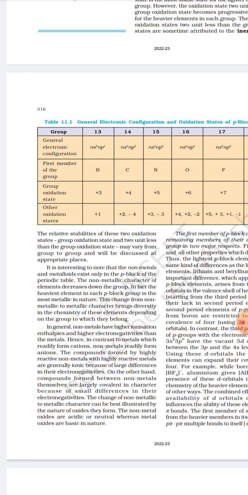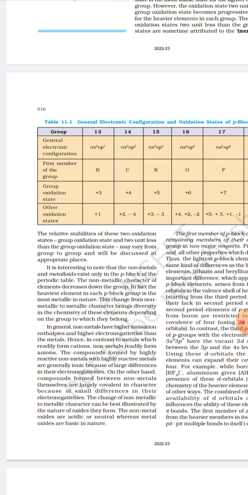It is interesting to note that the non-metals and metalloids exist only in the p block of the periodic table. The non-metallic character of the elements decreases down the group. In fact, the heaviest element in each p block group is the most metallic in nature. This change from non-metallic to metallic character brings diversity in the chemistry of these elements depending on the group to which they belong. In general, non-metals have higher ionization enthalpy and higher electronegativity than metals. Hence, in contrast to metals, which readily form cations, non-metals readily form anions.